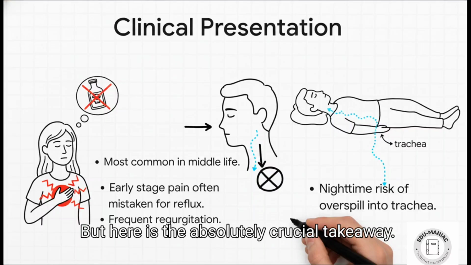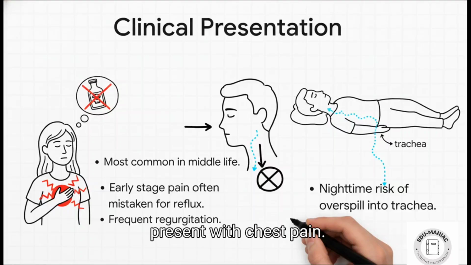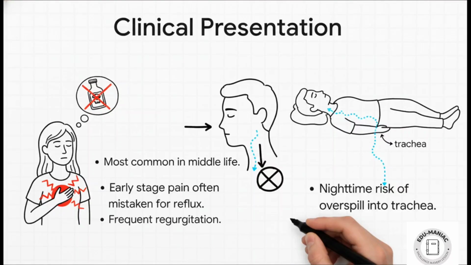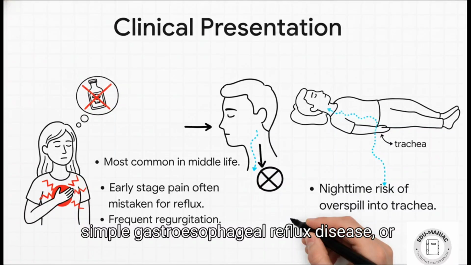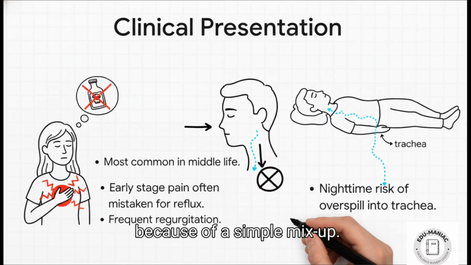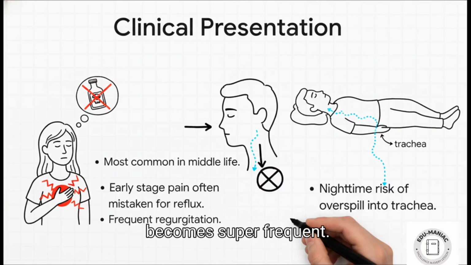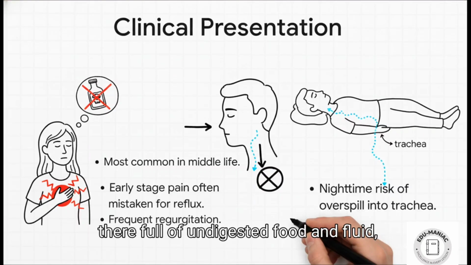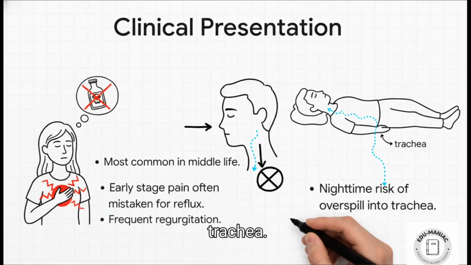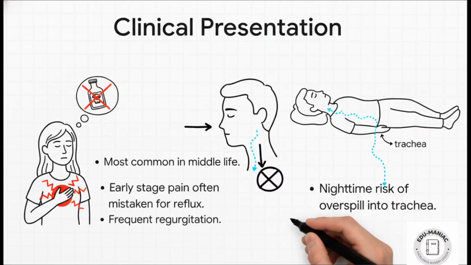But here is the absolutely crucial takeaway. In the early stages, patients frequently present with chest pain. And guess what? This is incredibly often misdiagnosed as simple gastroesophageal reflux disease, or GERD, meaning patients can go untreated for years because of a simple mix-up. As the disease progresses, regurgitation becomes super frequent, and because the esophagus is just sitting there full of undigested food and fluid, there's a huge risk of overspill into the trachea. This is especially dangerous at night when the patient lies down to sleep, leading to aspiration.